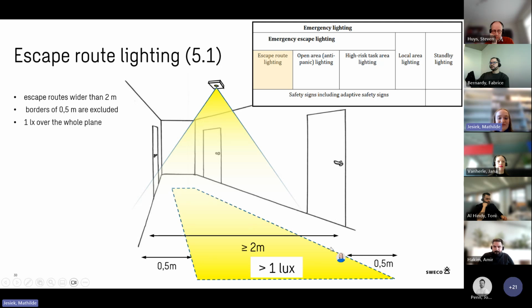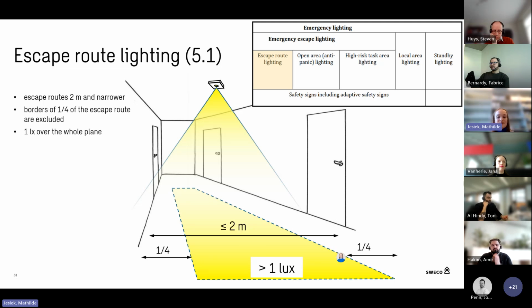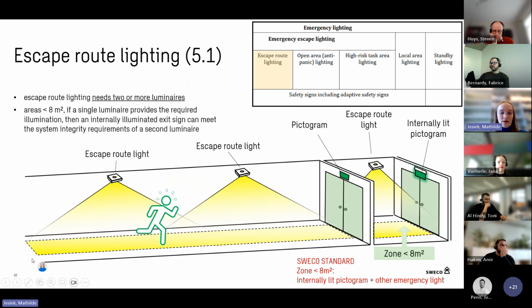So then it's both of the rules, right? So just the most important is that you know it's completely 1 lux from now on, and not 0.5 lux and 1 lux on the center line. Then you have a long escape route. So here I'm good. I have my 2 escape route lighting fixtures, and I have here my SOS. And my SOS is smaller than 8 square meters. And because I have an internally lit picto here, 1 fixture will be enough. And this will also be our Sweco standard, that we will solve the SOSs like this.